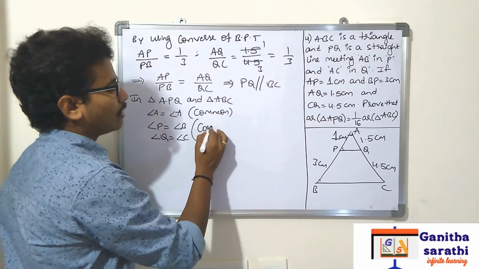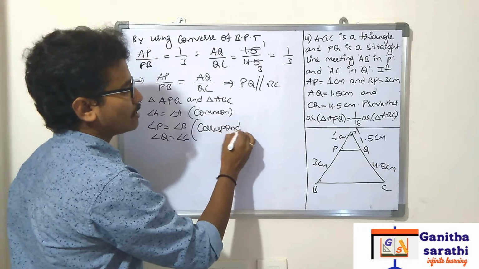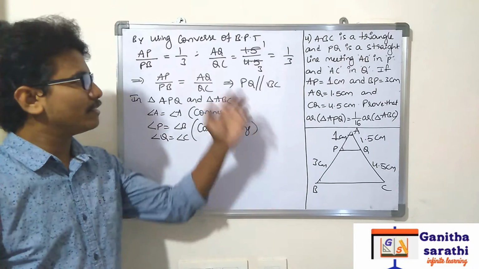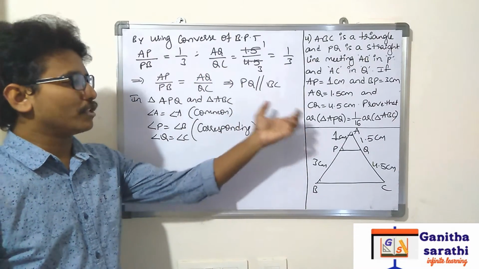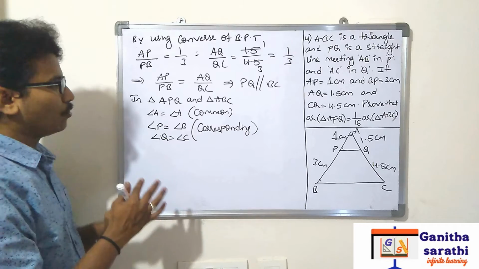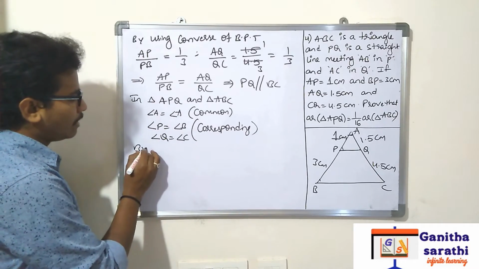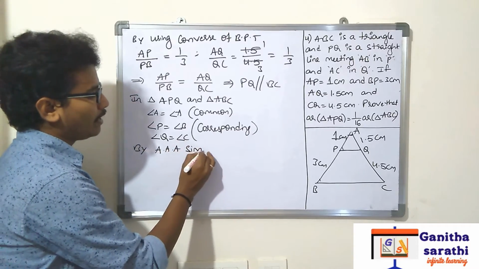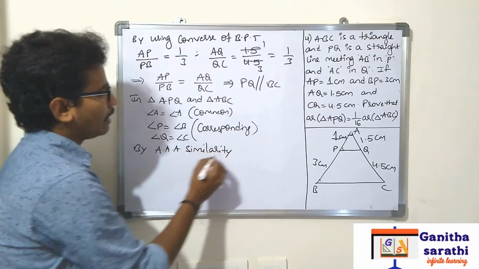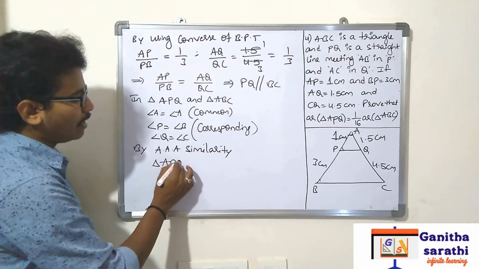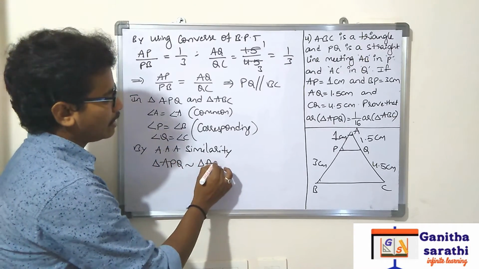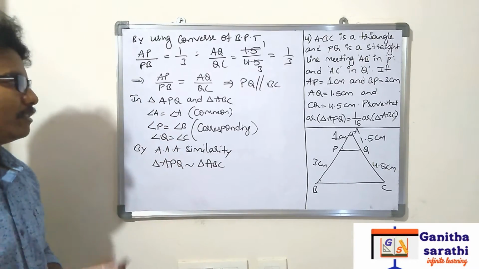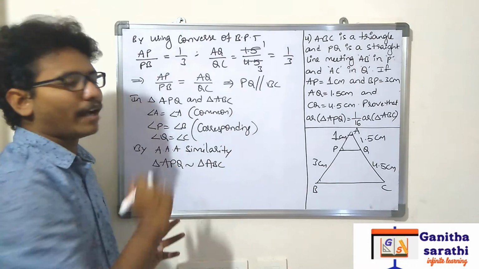These are corresponding angles. That's why we proved the parallel lines first. PQ is parallel to BC. Okay, so from this what can we say? How many angles are there? 3 angles. By angle-angle-angle similarity, what can you say? Triangle APQ is similar to triangle ABC. That is proved. Next, what do we have to find? We have to find that one.